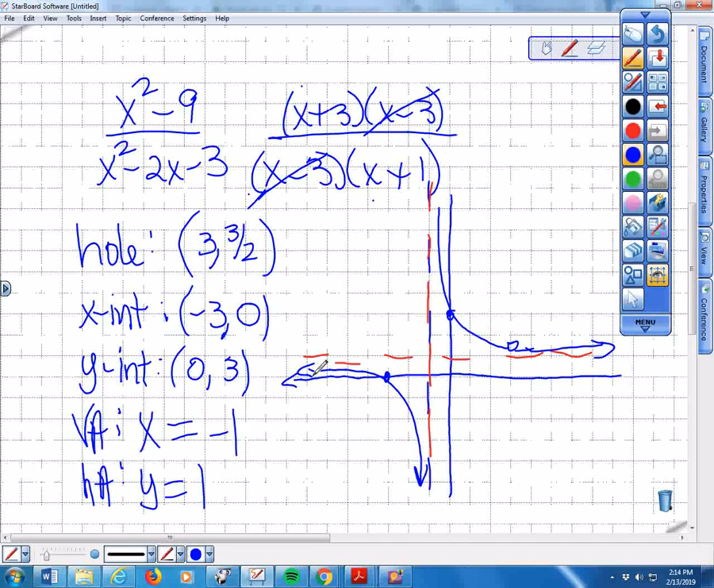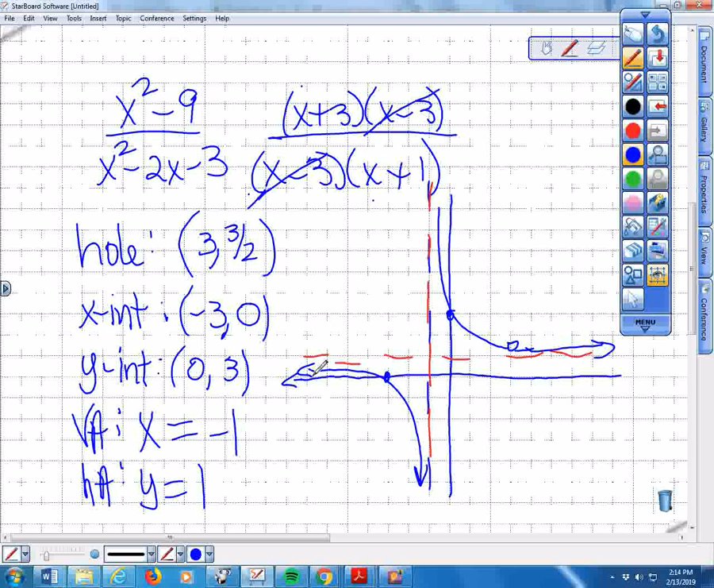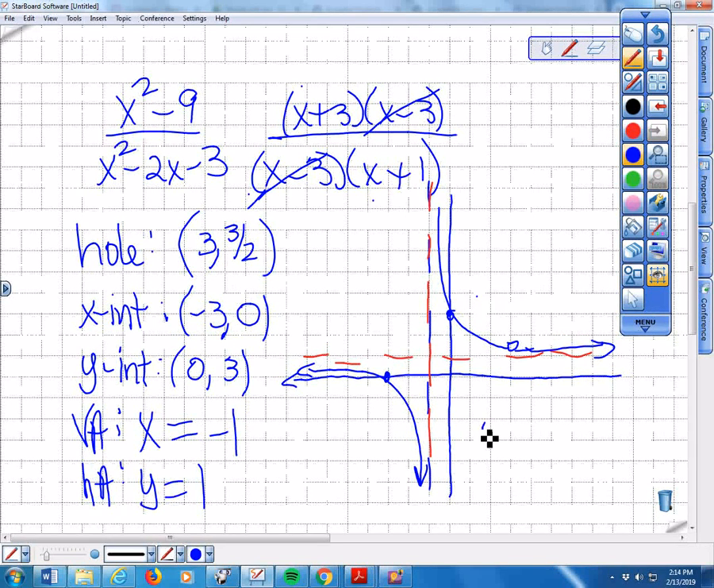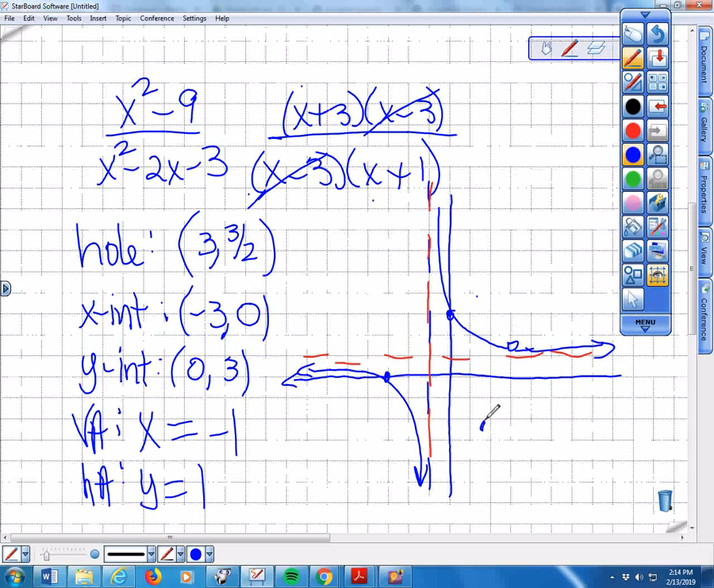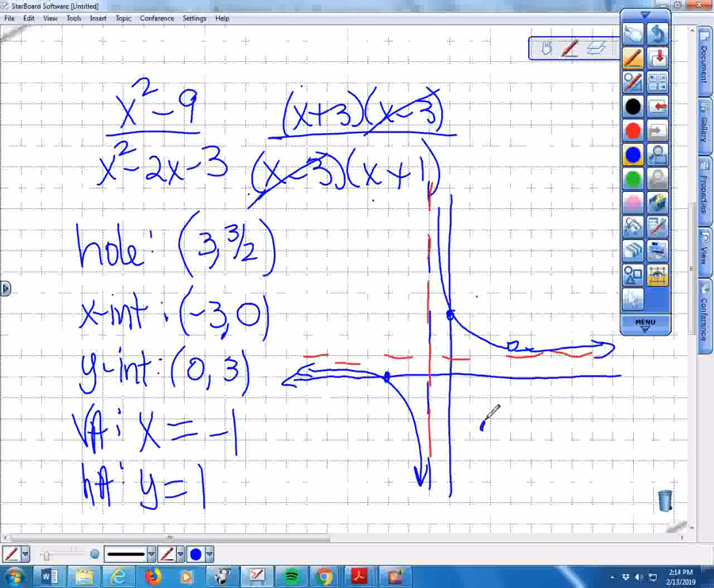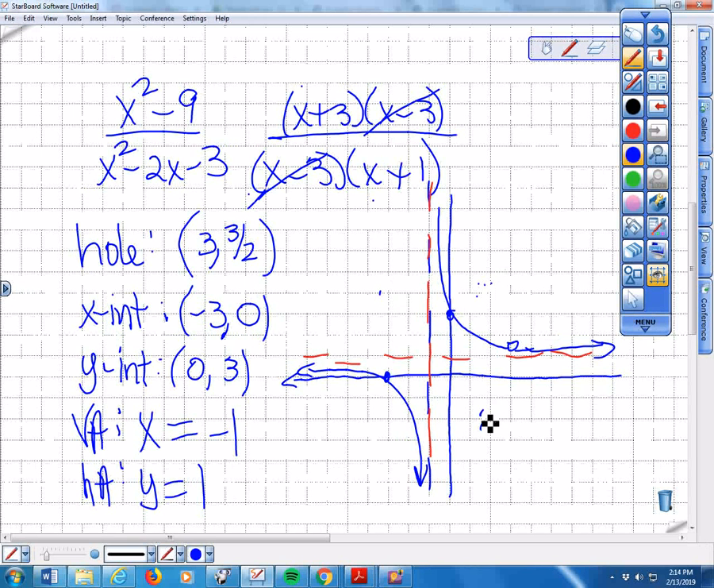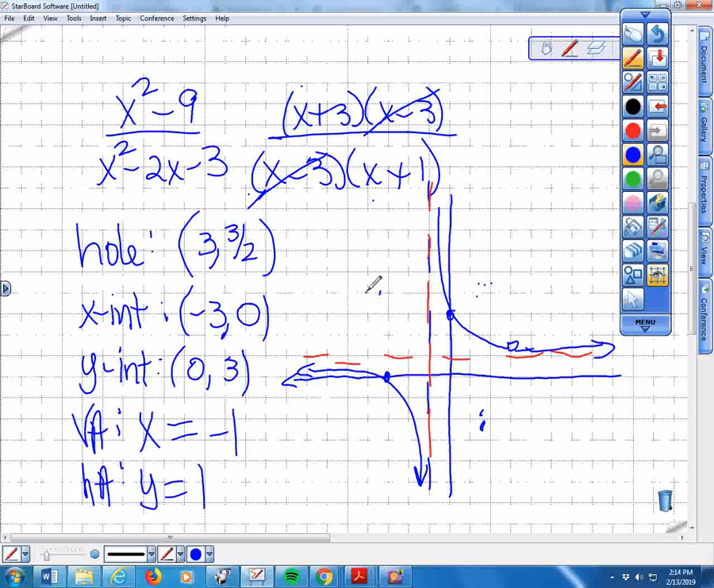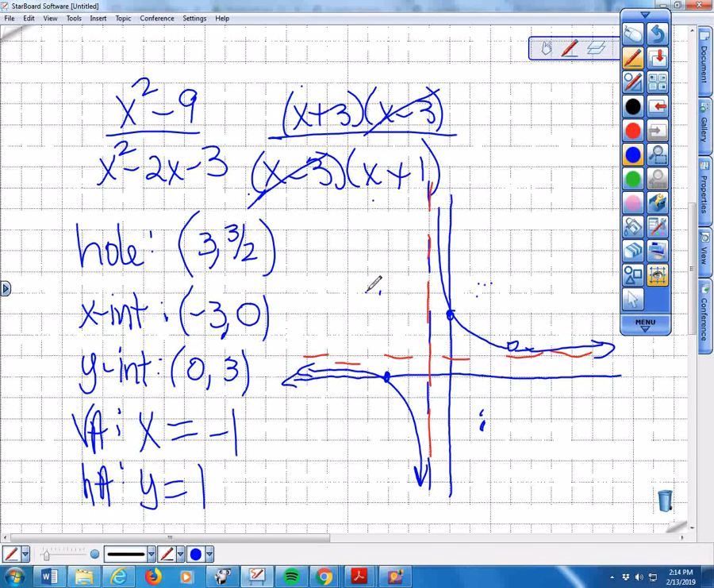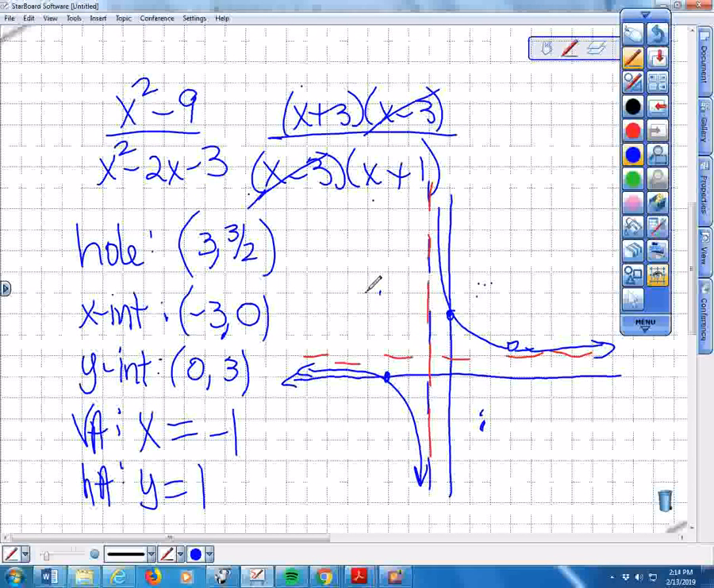Okay. Once you have these main points identified, you kind of know the shape. You're never going to have something in the same sector that overlaps the asymptote. So you're not going to have something here and here, or here and here. It's going to be one section or the other. So once you get it broken out into the sections, you know what points you have, what points you still need to really get an idea of what the shape's going to look like.